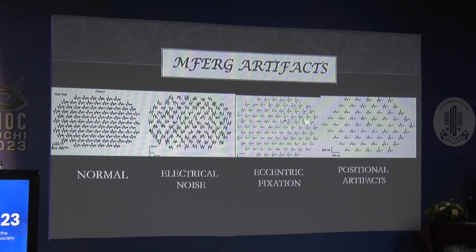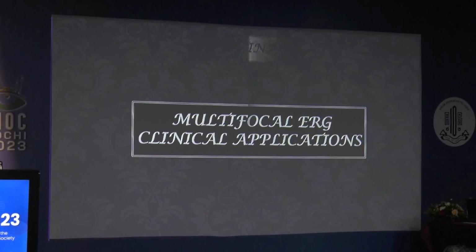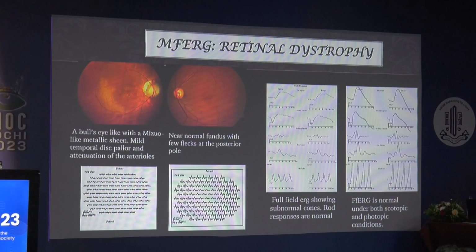Here you can see that in the periphery the responses are better than in the center. That usually cannot happen. Mostly this is an eccentric fixation. Patient is not fixating properly. Positional artifact, when the stimulus, the patient and the glasses are not in proper alignment, you may have some kind of positional artifacts.